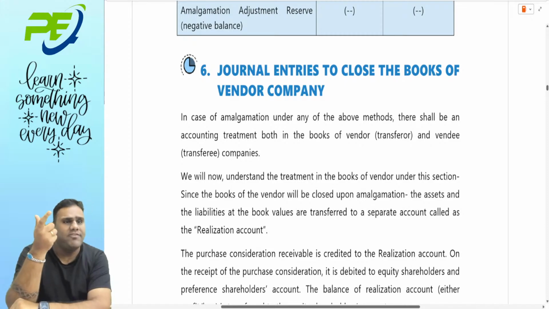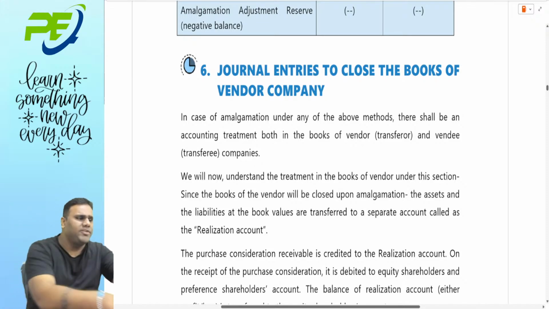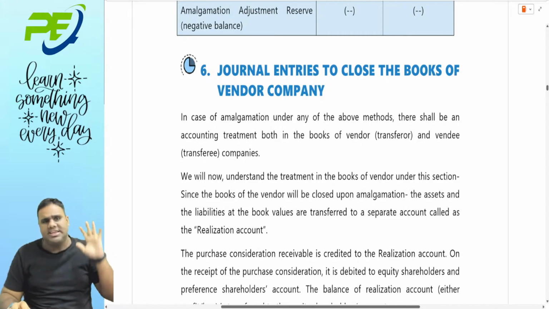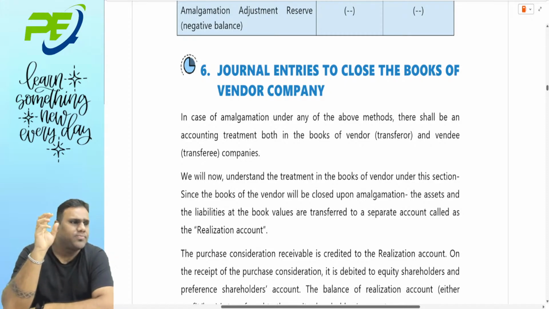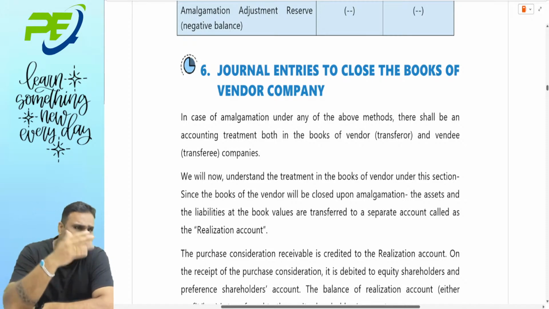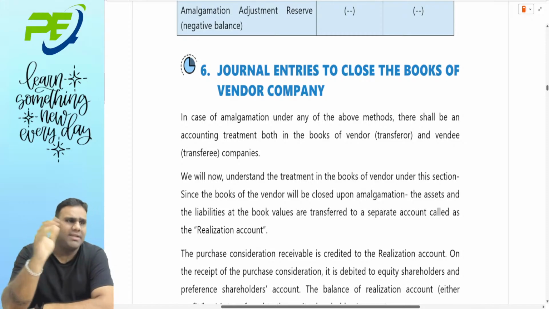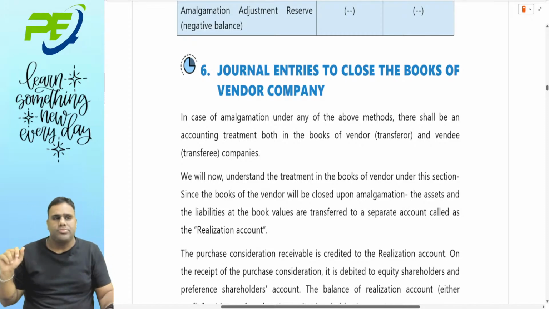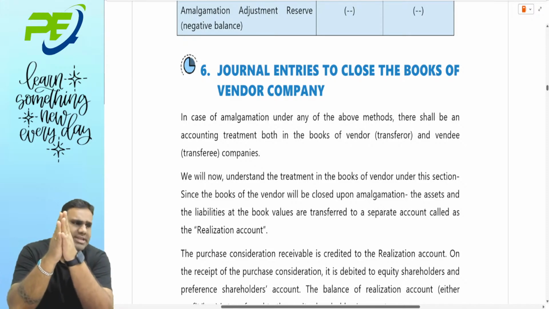Yesterday's class, how many methods did we see? Four methods to compute purchase consideration. First one, lump sum. It will never come in the exam because the amount will be given. There is no logic for the amount. They just give some random amount. Then next, net payment method, where individually the people are settled. Equity shareholder separately, preference shareholder separately, and debenture holder separately. Third one is net assets method. Total assets minus outside liabilities is net assets. Then last is intrinsic value method. So in these four methods, we compute purchase consideration.